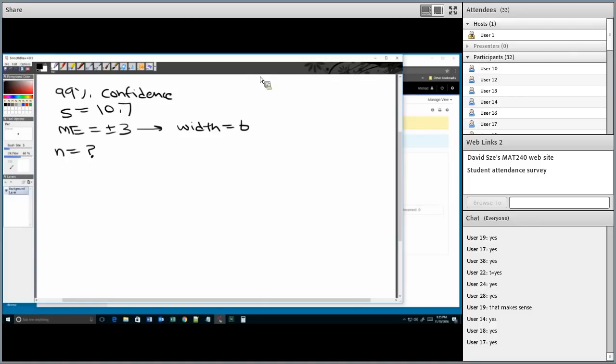So remember, this is how we calculate the confidence interval for the mean. This part is the margin of error. Now, I can rewrite this. ME equals T times S over square root of N. All I have to do is just solve for N here. That's all I have to do. And when I do that, I will get this.